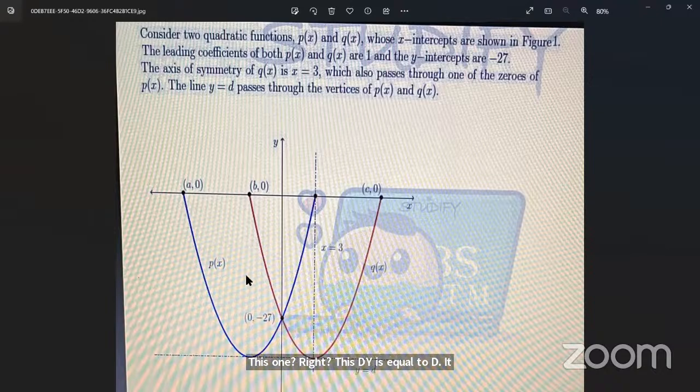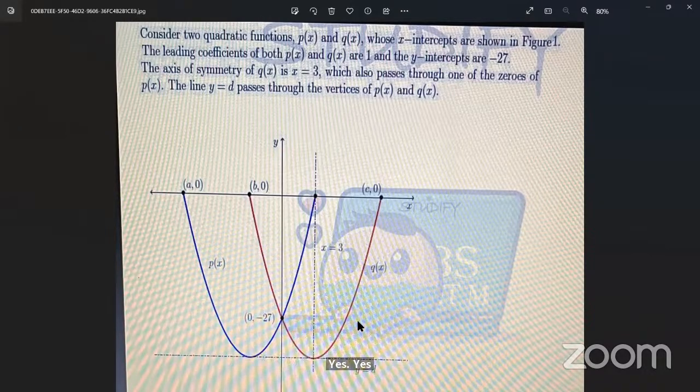Okay. So this line, y equals d, passes through the vertices of p(x) and q(x). This is d. Are you able to see? Yes, sir.